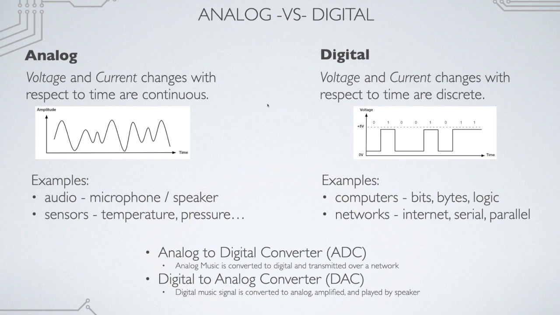Physical phenomena that happen in our environment like sound and temperature and pressure are represented by analog signals. And we use transducers in the analog world, something like a microphone, to convert sound waves to a voltage that varies continuously. So it's an analog signal.